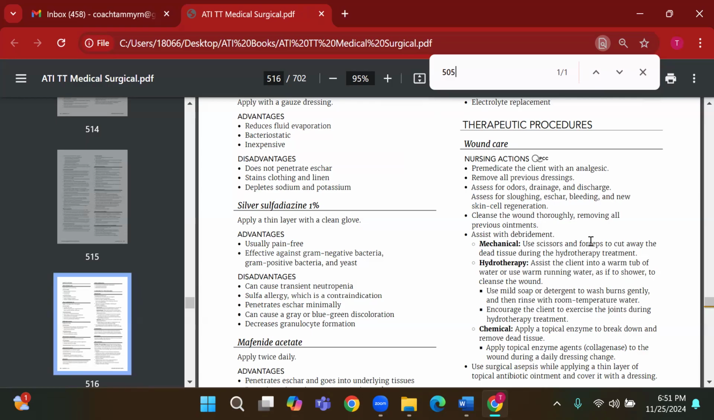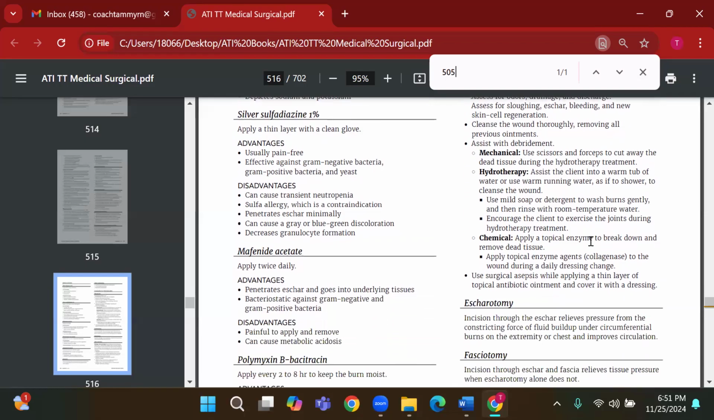So what you're going to do is remove all previous dressings and look for odors, drainage, and discharge. Assess for sloughing, eschar, and bleeding. Sloughing is like a yellow stringy substance down in a wound. It's called sloughing. And then eschar is like the black dead tissue. Okay, so we're going to assess for those when we clean the wound. It says cleanse the wound thoroughly, removing all previous ointments. So we've got to get in there and clean it all out.